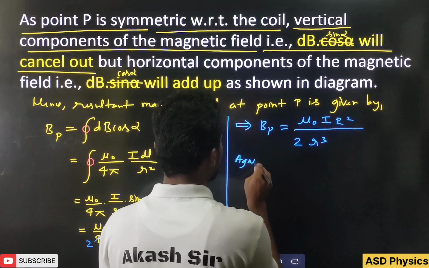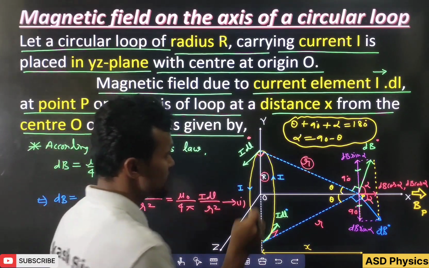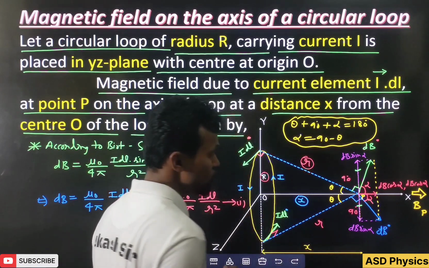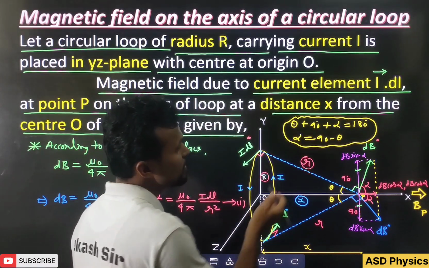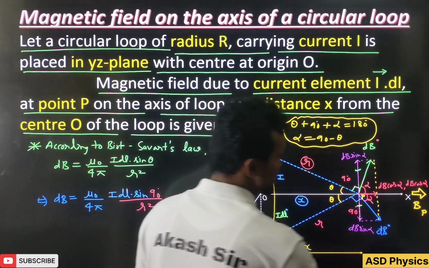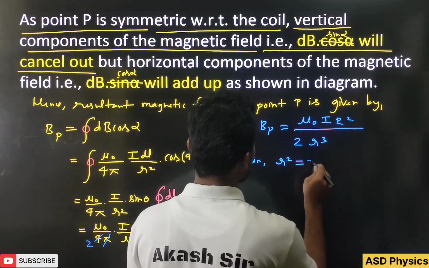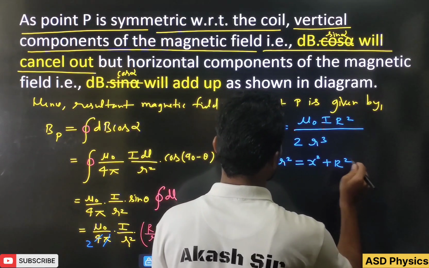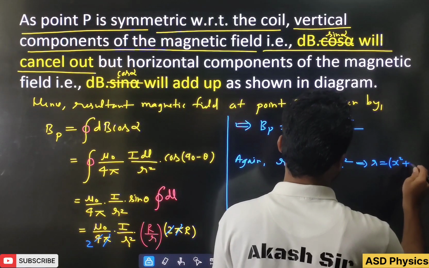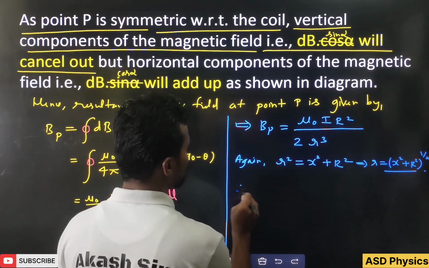Again, if I use the Pythagoras theorem here, small r is what? See, this is one triangle, this is small r, this is capital R, and here x is there. If you use the Pythagoras theorem, hypotenuse square equals base square plus perpendicular square. So from Pythagoras theorem, we can write r square equal to x square plus capital R square, or small r equal to x square plus capital R square power 1 by 2. This value I will put there.